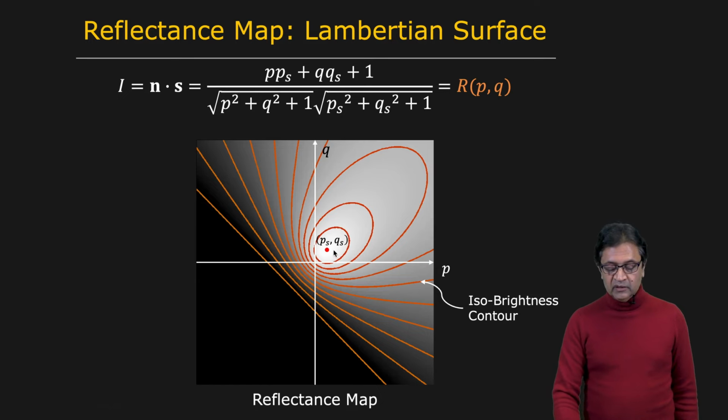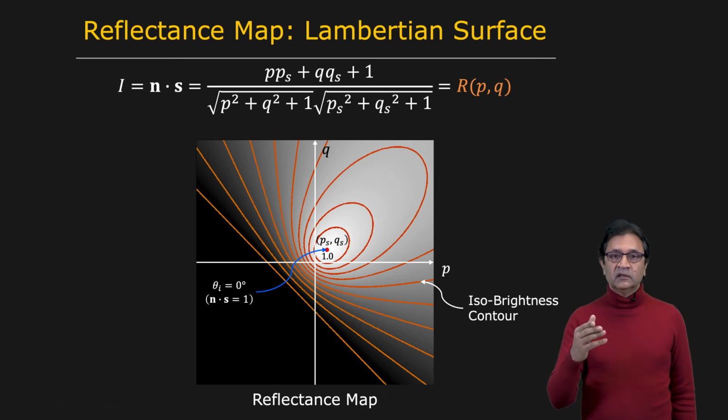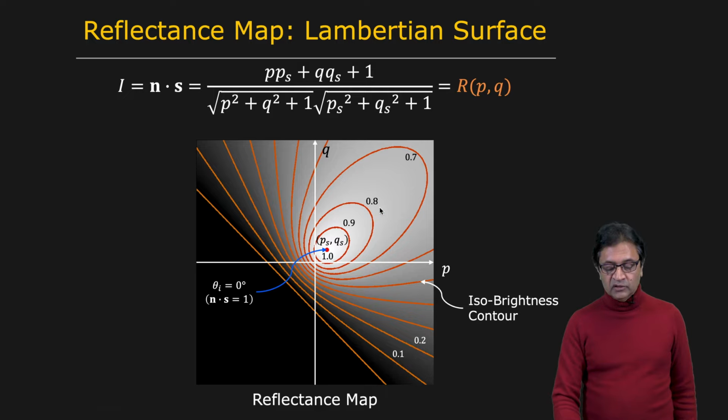We start with the brightest point in the reflectance map, which is this point right here. We know that for the surface normal that points in the direction of the source itself, cosine theta I is equal to 1, and that gives you the brightest value right here. And then you have these brightness contours where the brightness value falls as you move away from this point. And you have these shapes, conic sections.